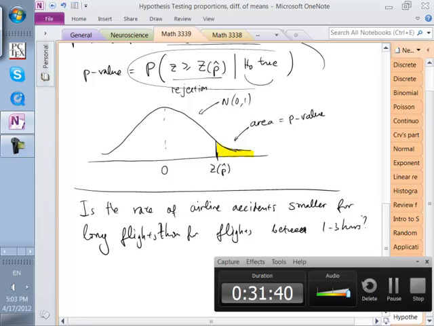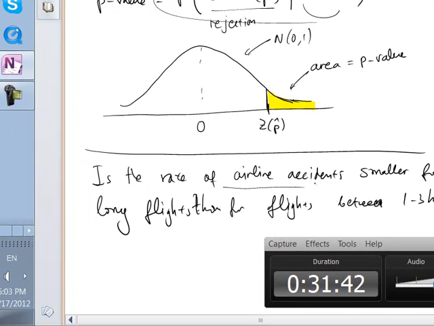Is the rate of airline accidents smaller? When I say the rate, what is the question I ask? It's proportion, okay? So I'm trying to estimate the proportion. I'm trying to make an assessment about proportions. That's what I mean by rate of airline accidents. Smaller for long flights than for flights between 1 to 3 hours.